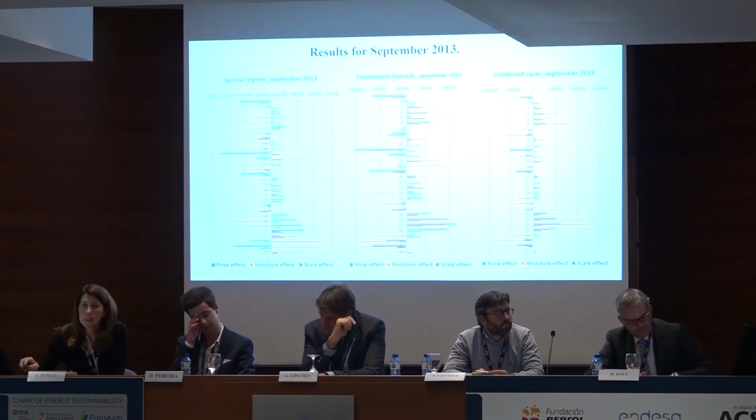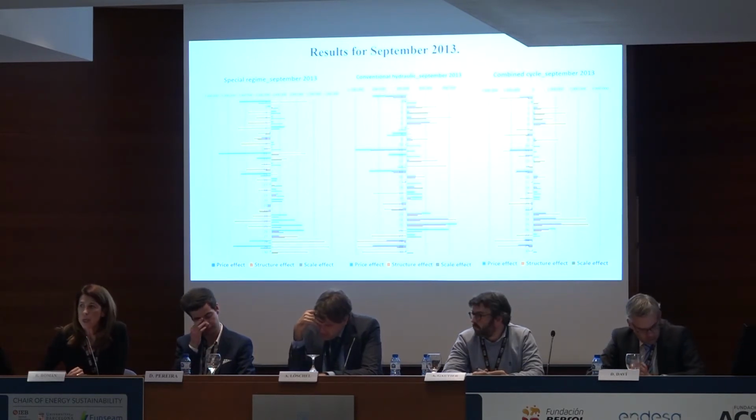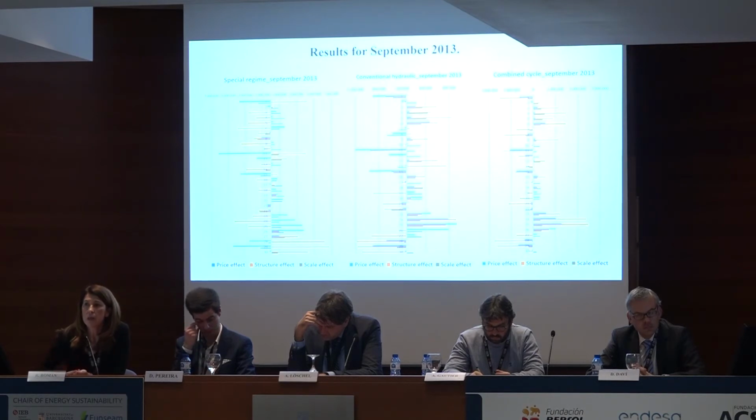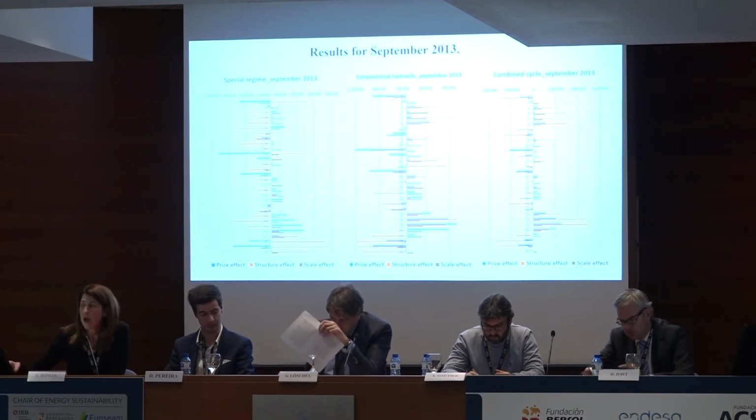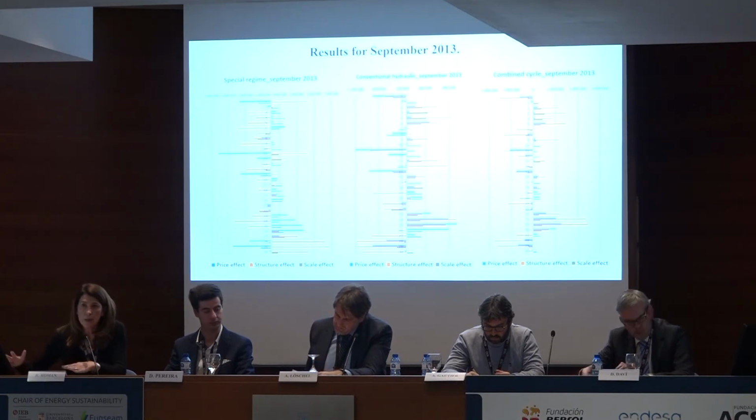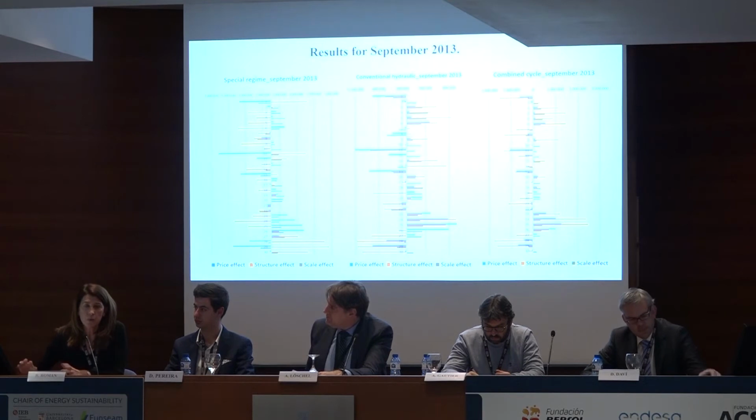I just chose these three technologies because the special regime technologies are, of course, conditioned by climatic factors, but the other two, conventional hydraulic, of course, is also conditioned by the downstream water, and finally combined cycle offers if they ask for it. So it's just like a measure between manageable and non-manageable technologies. But what happened during the month of December?